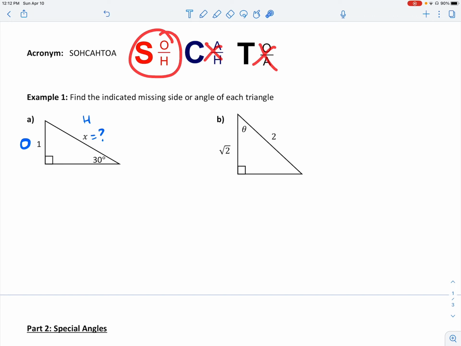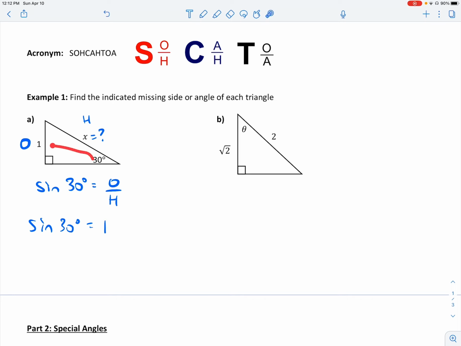This one is O and H, so it's going to be sine. So let's write it out. Sine of 30 degrees equals opposite over hypotenuse. So the next line here, I'm just going to fill that out. You can always do this in the first step. Opposite is 1 because it's directly opposite to the angle. And the hypotenuse here is x, it's the longest side. So we have 1 over x.